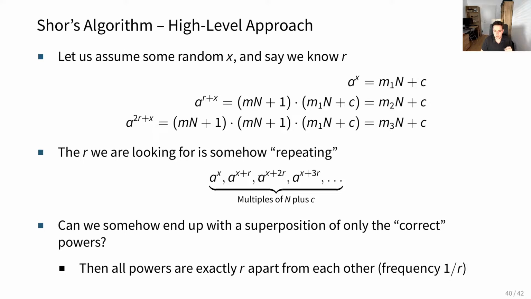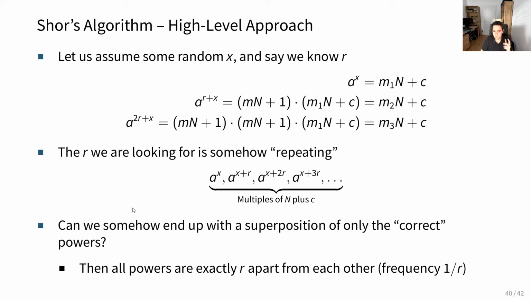Because essentially you can think about these states, or these x plus r and so on, being part of the states which are in superposition. And these states, a to the power of x, a to the power of x plus r, a to the power of x plus 2r, and so on, these are all multiples of n plus the same c, the same remainder c. So this is the important part here.